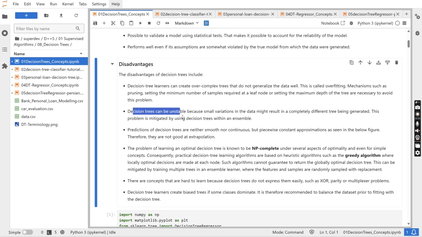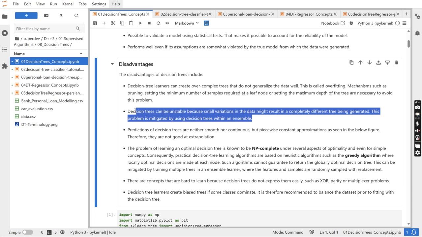Another disadvantage is that sometimes they can be unstable. Unstable in the sense that if your data changes, your tree will change. That is one typical example of the instability. For the same data, if you run a linear regression model, you will get the same result, more or less the same prediction, same F1 score, same recall, same precision, everything, each time you run the model on the same data. But decision trees are not like that.